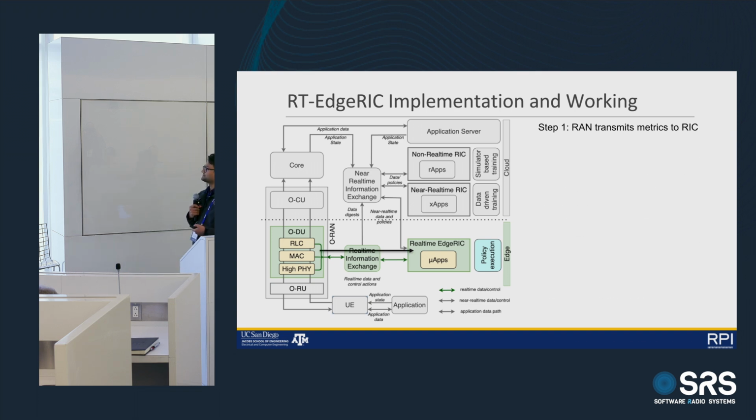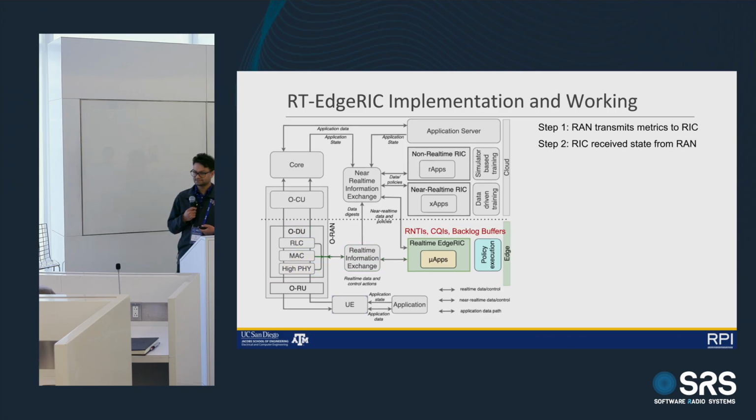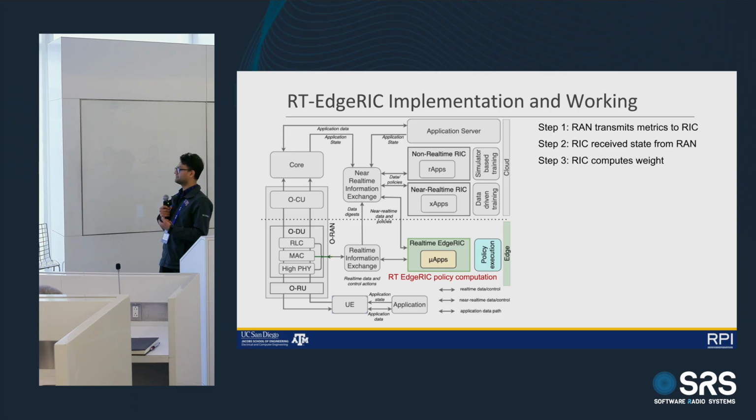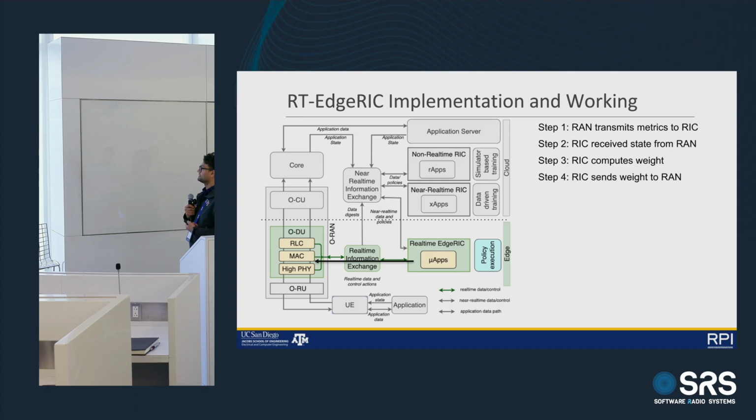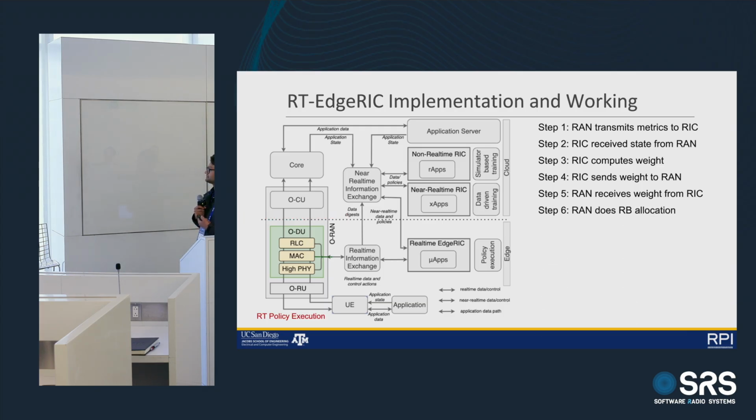So these are the steps, like how it works. The RAN transmits metrics to the RIC. Your RIC receives the states from the RAN without blocking the RAN. The RIC computes the beamforming weights by training the RL agent, and the RIC sends these weights back to the RAN, and the RAN, without blocking either RAN or RIC, receives these weights from the RIC, and eventually the scheduler allocates the optimal resource blocks based on the RL policy. Eventually, if there are any changes in the state, the process will repeat.